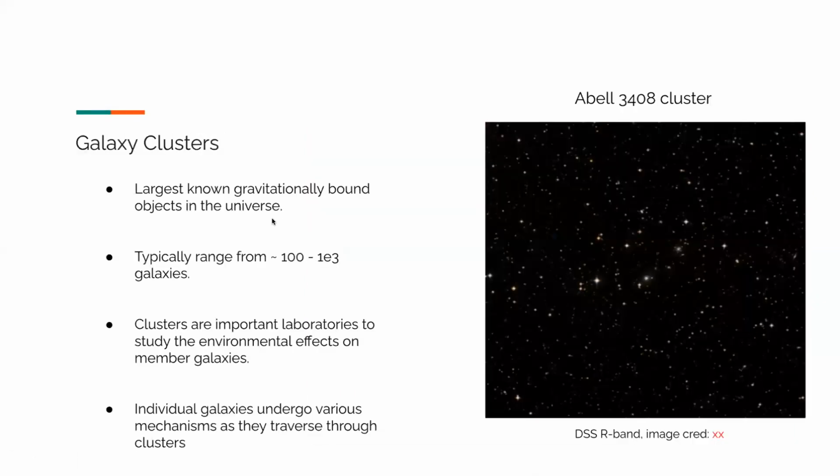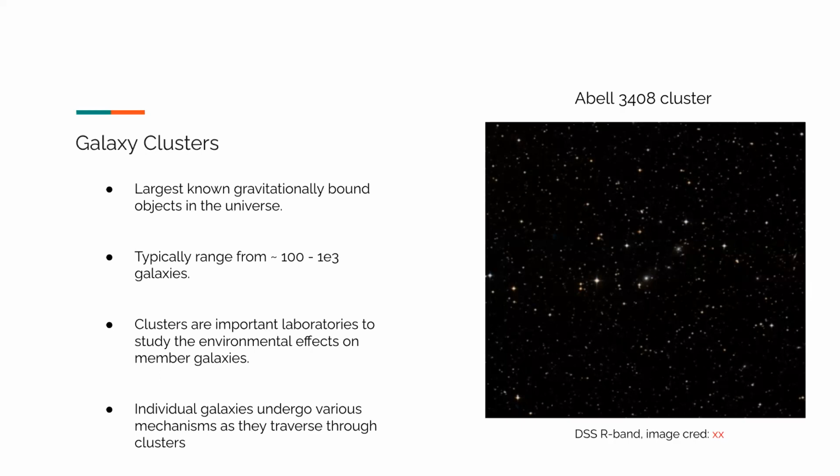Going forward, onto galaxy clusters. These are known to be the largest known gravitationally bound objects in the universe. Typically they range from hundreds to thousands of galaxies bound together by the force of gravity. They have really proven to be important laboratories to study the environmental effects on the galaxies within these clusters, because these individual galaxies tend to undergo various mechanisms as they move through the cluster. So galaxies are not actually static, they're moving into these clusters.